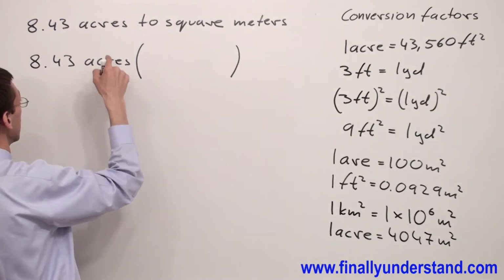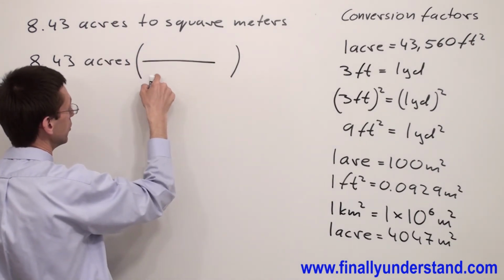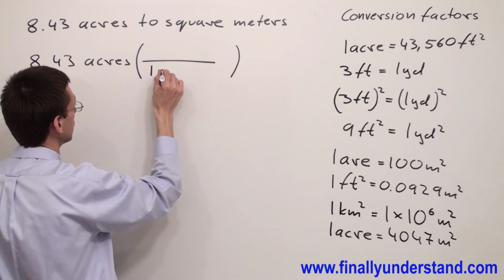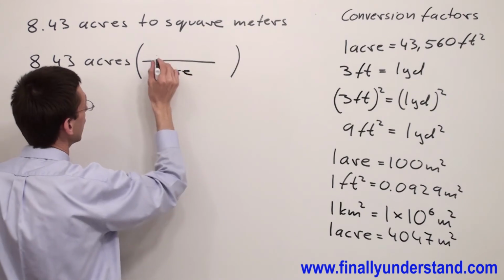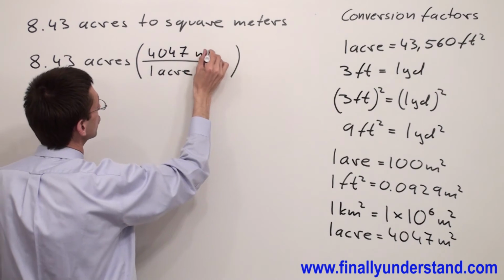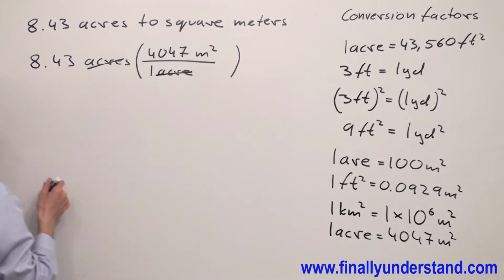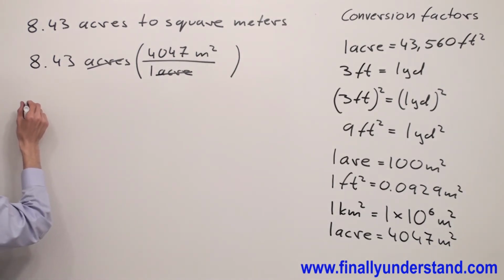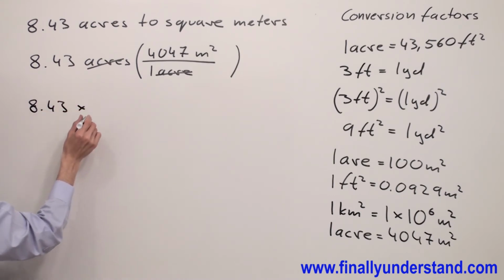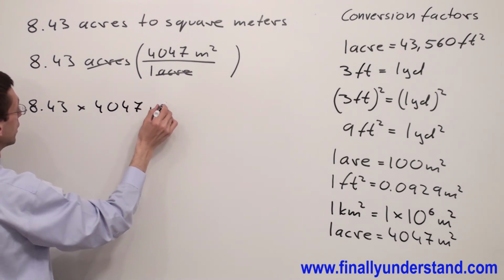Keep in mind, if you want to eliminate acres, you have to make sure that you have acres in the denominator of your conversion factor. So if 1 acre is equal to 4,047 square meters, acres are going to cancel out, and your problem is going to look like this right now. I have 8.43 times 4,047 square meters.